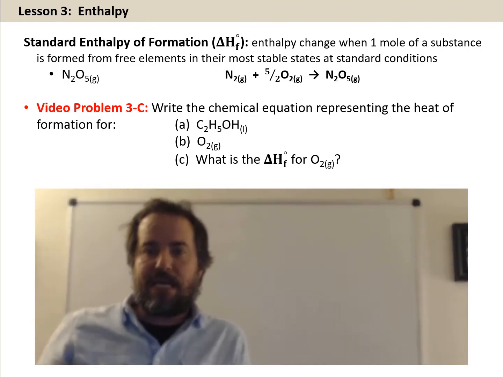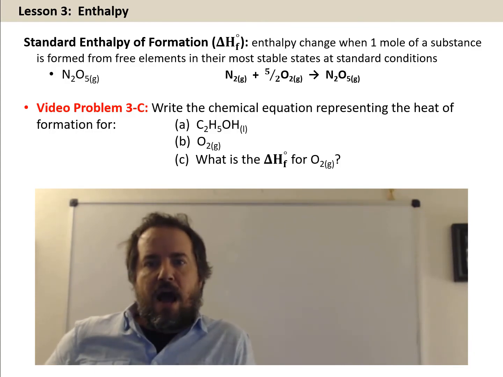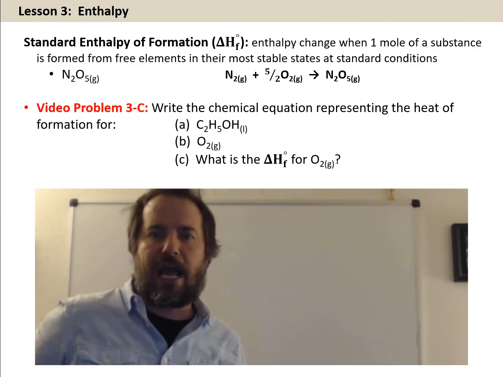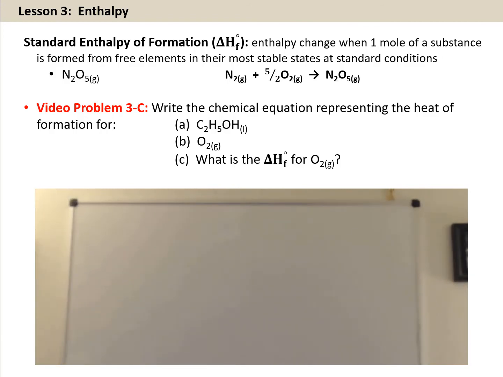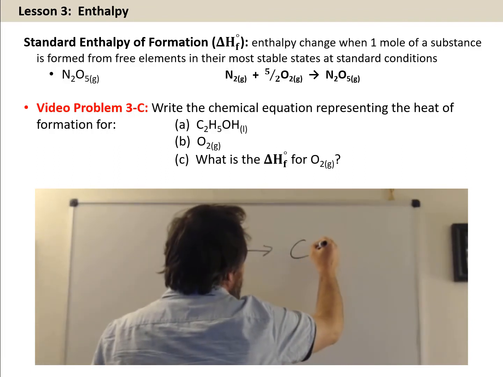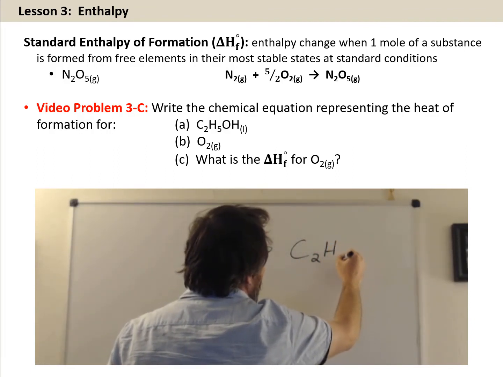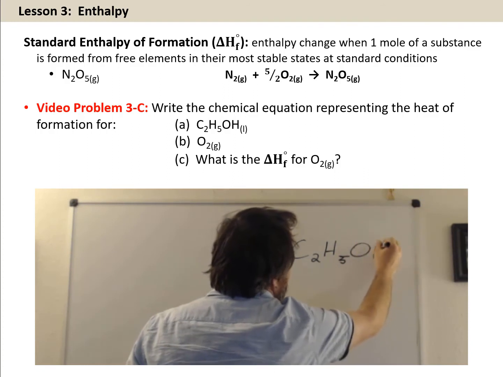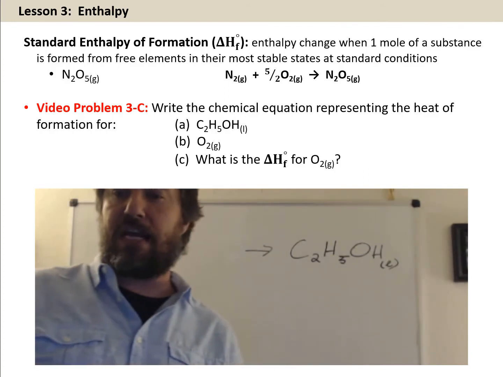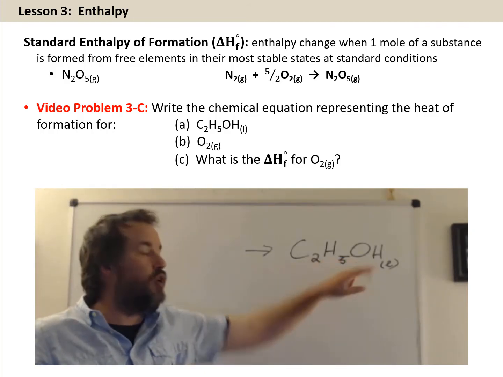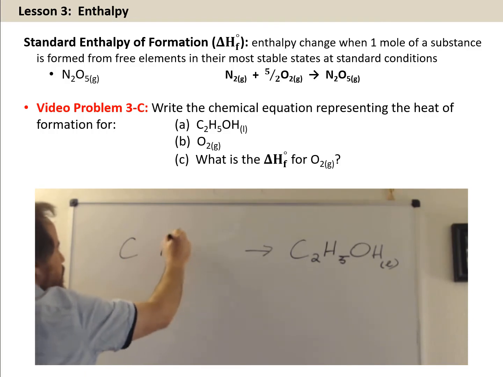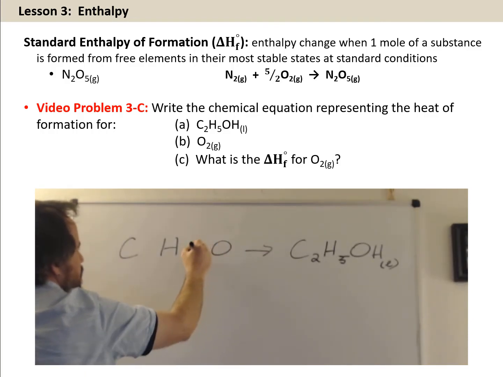So I have A, B, and C. So A, I'm forming C2H5OH. And in B, I'm forming O2. So in A, I'm going to make C2H5OH. What am I going to make C2H5OH from? Well, from carbon, hydrogen, and oxygen.